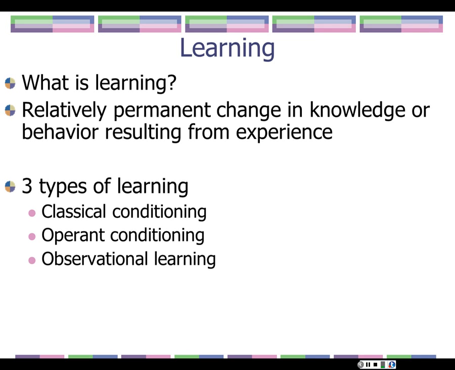And then lastly, we have observational learning. And observational learning is learning from watching. You have a model exhibiting some kind of behavior, and you copy it. You watch, you pay attention, you copy, you practice, and then you can perform it yourself. And our psychologist here that we're talking about is Albert Bandura, and he was a social cognitive theorist.